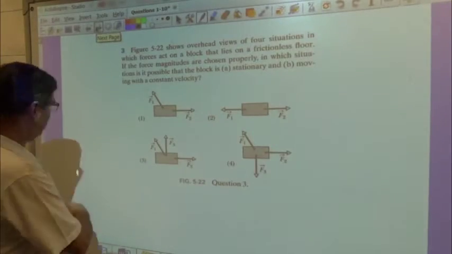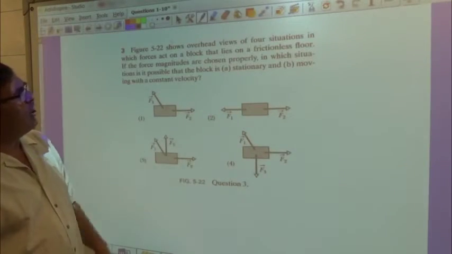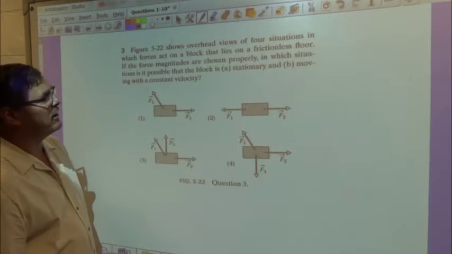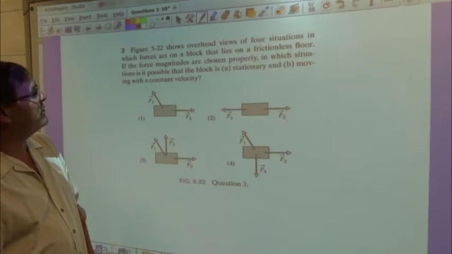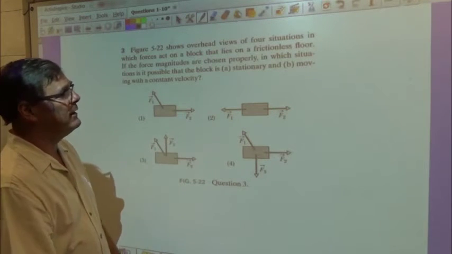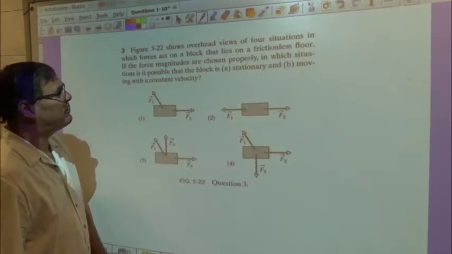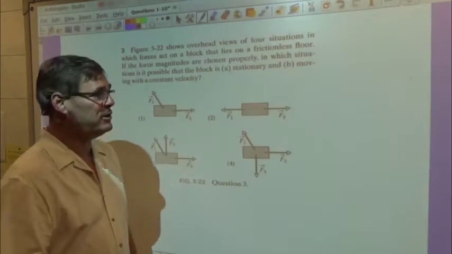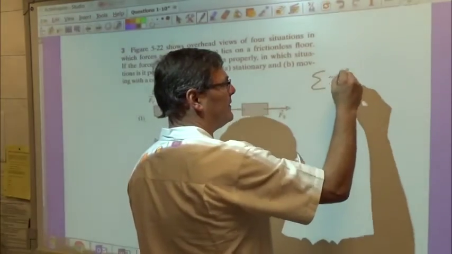Okay, question 3. We have overhead views of 4 situations in which forces act on a block that lies on a frictionless floor. If the force magnitudes are chosen properly, in other words, they can be whatever we want them to be, in which situations is it possible that the block is stationary? Well, if the block is stationary, it's not accelerating.